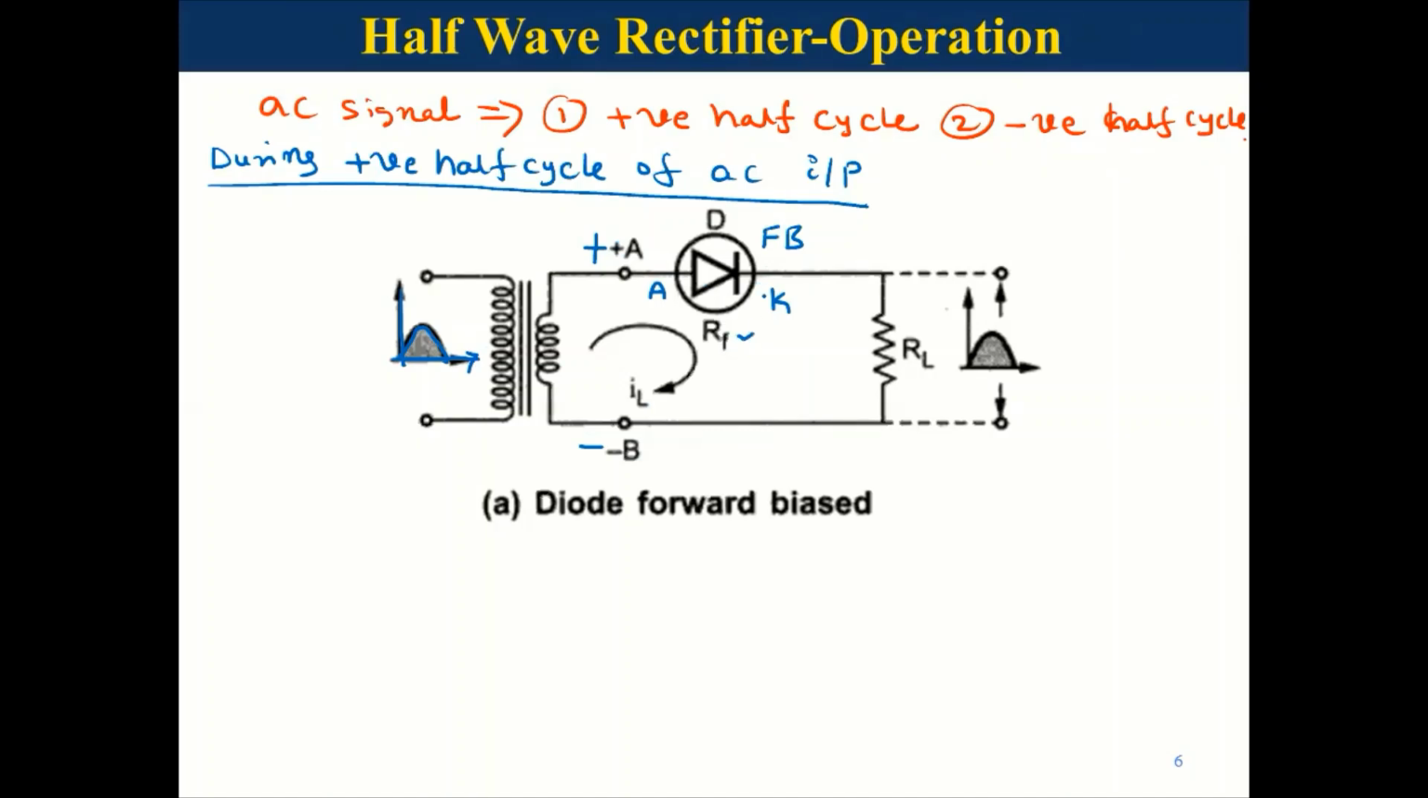Since the diode is forward biased and all these are connected in series, some current flows through the circuit, and the same current also flows through the load. That's why I am representing that current as IL. Ideally, there is a negligible drop across the diode, and hence all the input voltage is dropped across the load. So the complete positive half cycle is reproduced across the load. For the full positive half cycle, the diode is forward biased and we get the load current.